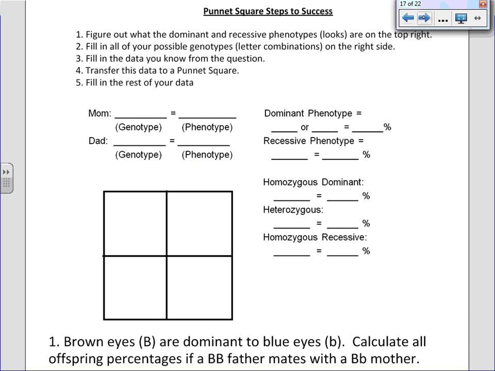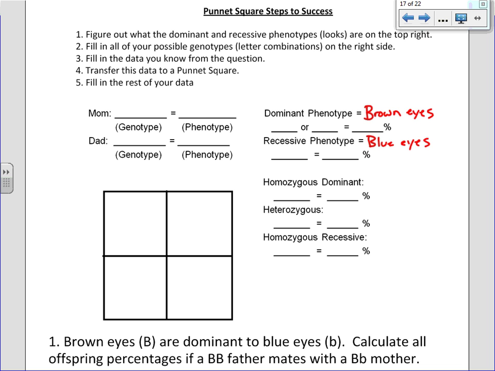All right. What you can now do is continue doing this for the rest of your traits. We're going to do a few more examples together. Brown eyes, big B, are dominant to blue eyes, little b. Calculate the offspring percentages of a big B father mates with a big B, little b mother. So let's go through this one more time. The dominant and recessive phenotypes, again, we're still looking at eye color. So in this case, we're going to have brown eyes, and we'd write that in, and blue eyes.